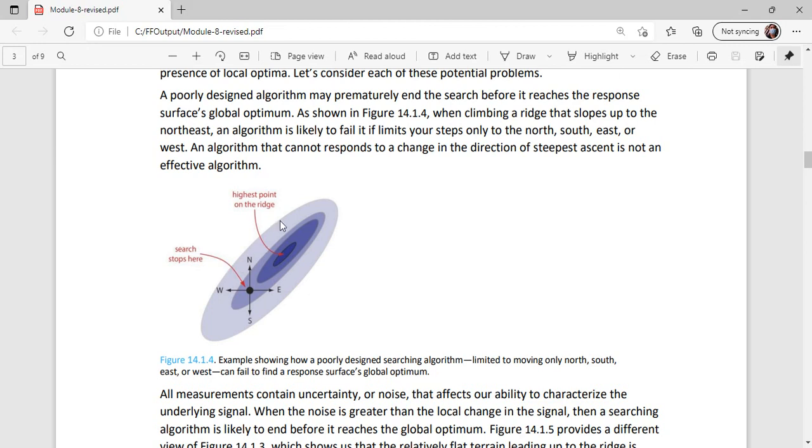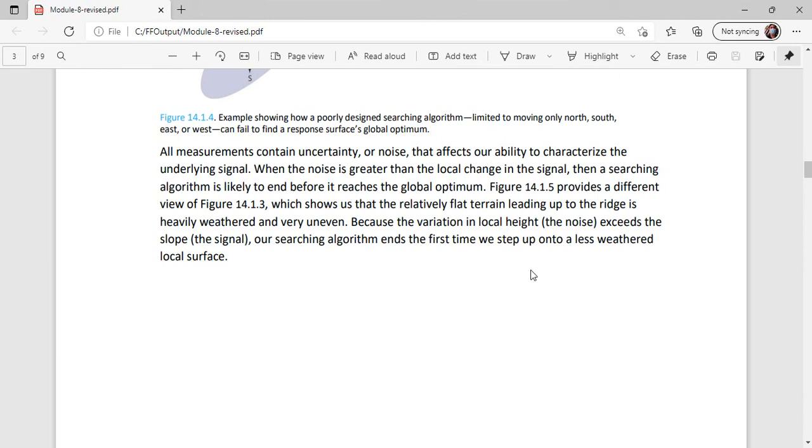All measurements contain uncertainty or noise that affects our ability to recognize the underlying signal. When the noise is greater than your local change in the signal, then the searching algorithm is likely to end before it reaches your global optimum. The figure shows a briefly flat terrain leading to the ridges, heavily weathered and very uneven. Because the variation of your local height exceeds the slope, our searching algorithm ends when it first steps onto a less weathered local surface.